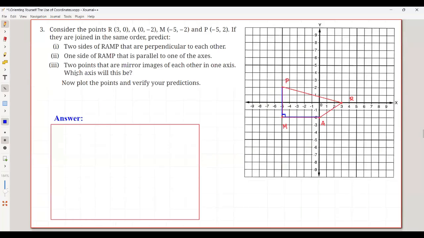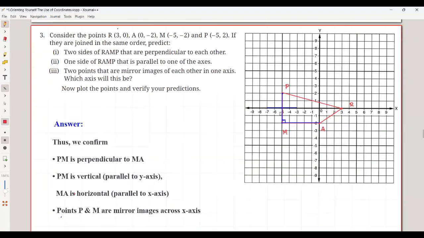Like the third question: two points that are mirror images of each other in one axis. Which axis will this be? Now plot the points and verify your prediction. Mirror image means opposite. If you place a mirror here, it should divide exactly into equal halves. Or if you fold P, it should come exactly onto M. So P and M are mirror images.